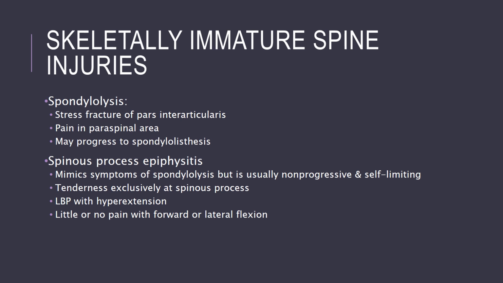Let's look at some injuries that can occur to a skeletally immature spine. Spondylolysis is a stress fracture of the pars interarticularis, which is the portion of the vertebra between the superior facet and the inferior facet on the same side of one vertebra. The athlete will present with pain in the paraspinal area. Spondylolysis may progress to spondylolisthesis, which is where the body of one vertebra displaces anteriorly over the one below.